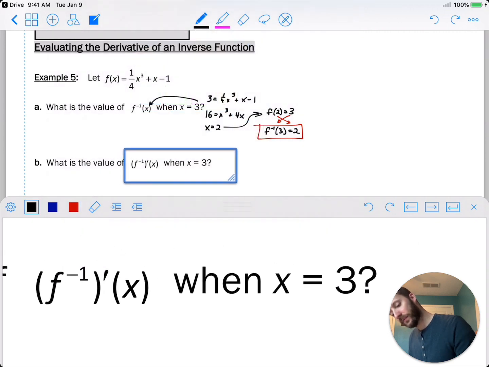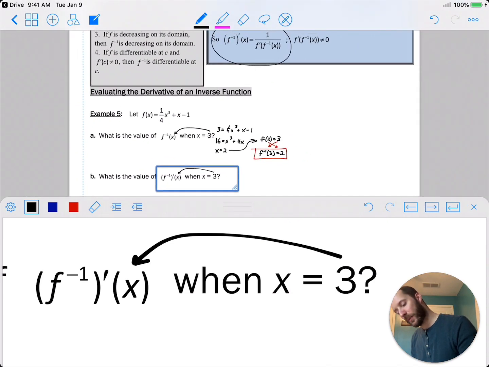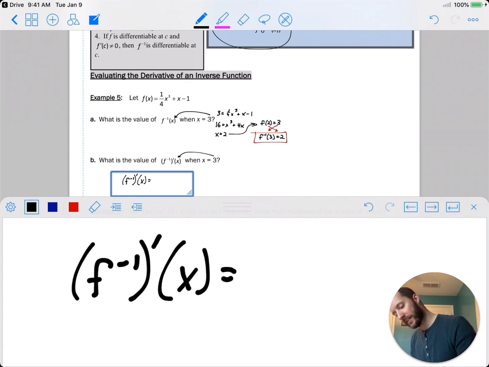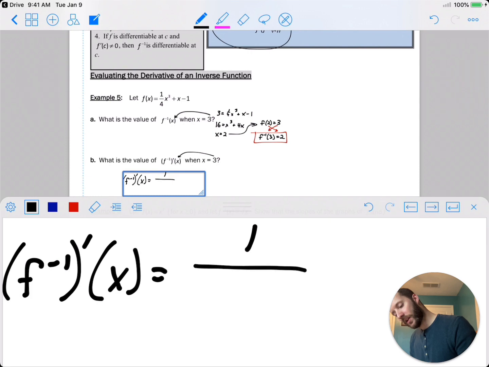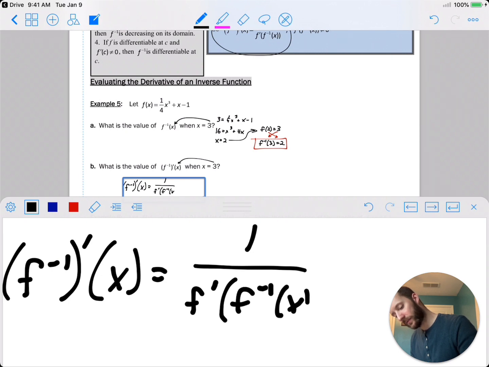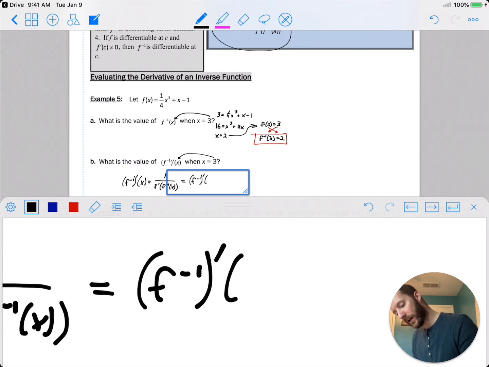So again now, just looking at the derivative of our inverse function. Let's write our formula down first. f inverse prime of x is going to be 1 over f prime of f inverse of x. So now we want f inverse prime of 3.